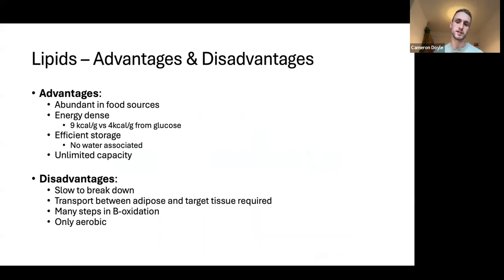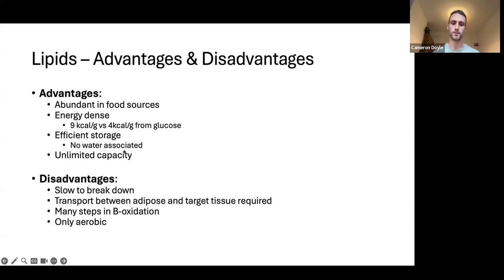So, advantages and disadvantages of lipids as an energy source. The advantages are they're very abundant in food sources. I'm sure you're all aware of how easy it is to get hold of high-fat foods. They're incredibly abundant in food sources, okay? And they're super energy dense. So per gram, it's over double the amount of energy in calories compared to glucose.